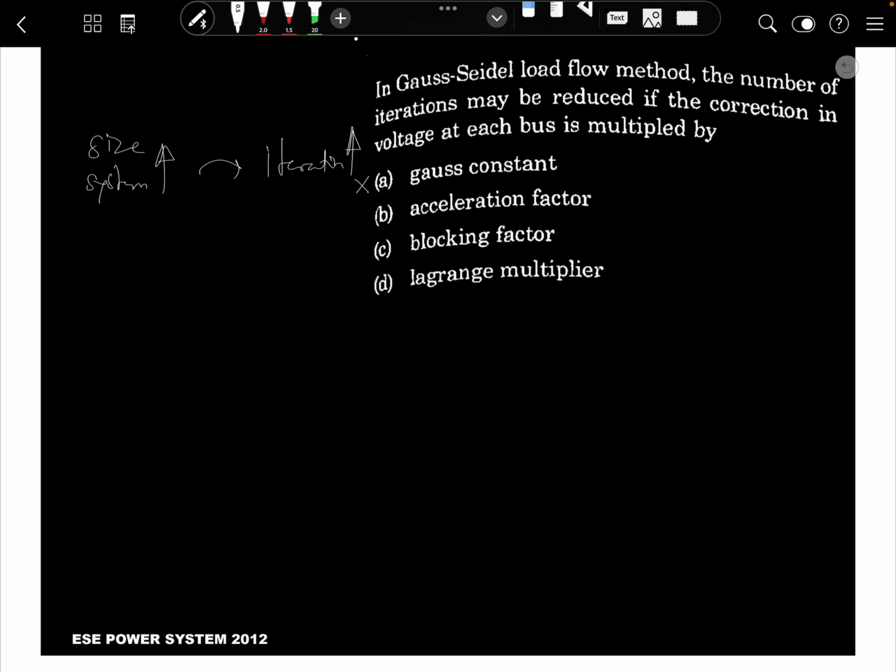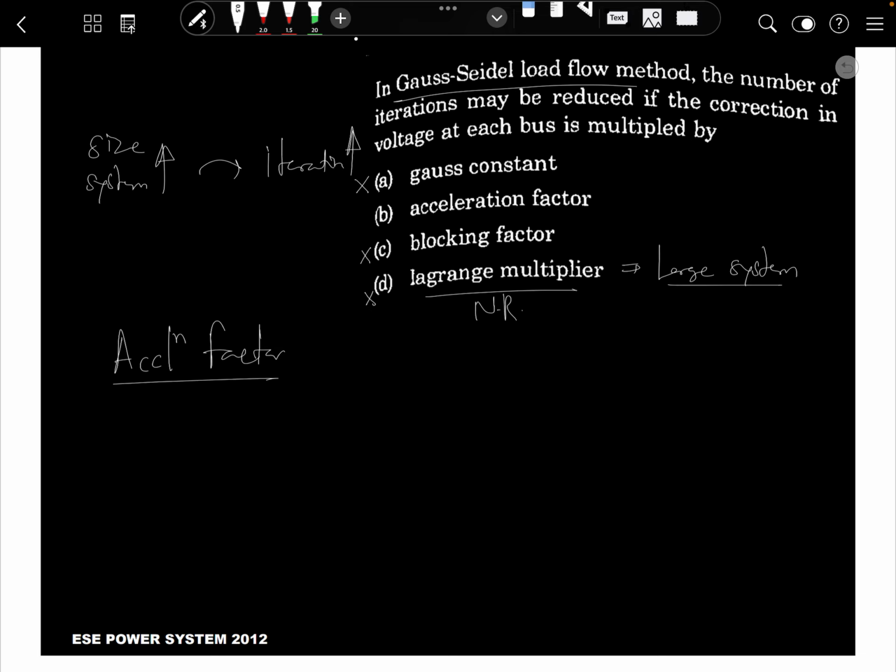Blocking factor, which actually we don't know about. Lagrange's factor is used for large systems, and here the question is about Gauss-Seidel, which we use for large systems. Lagrange's multiplier is used mostly in the NR method, Newton-Raphson. So the remaining one is only acceleration. What about the acceleration factor?